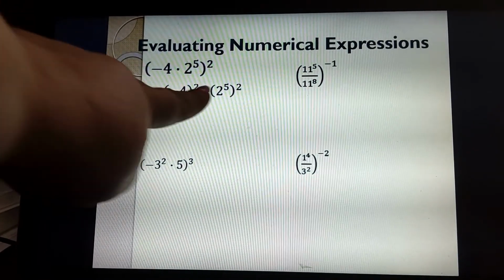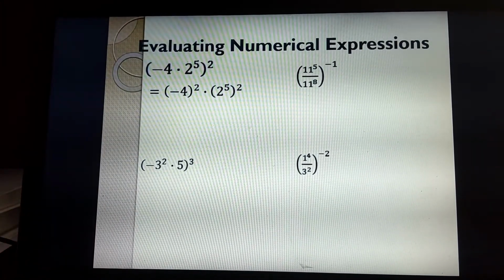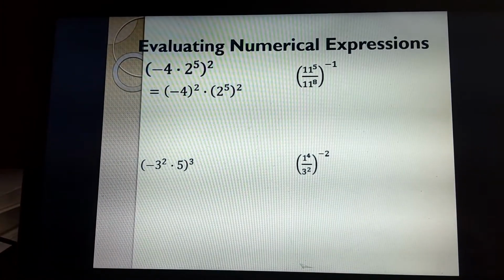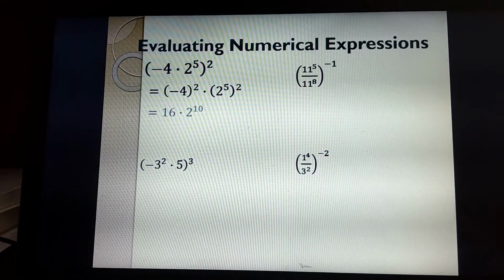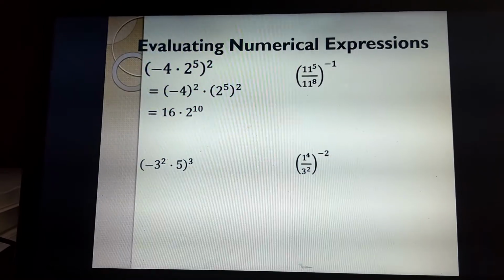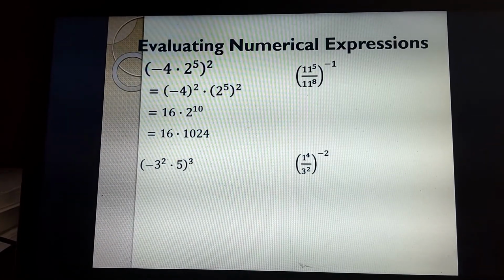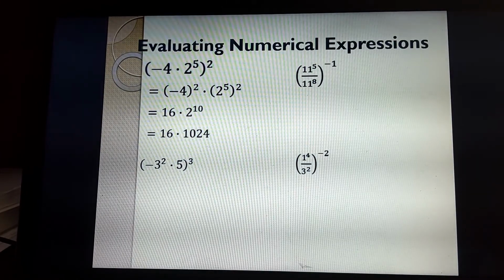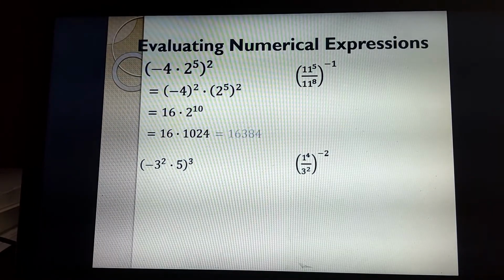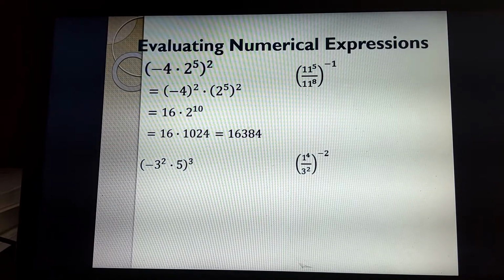Now, on the second part, you've got one base and you've got two exponents. So the rule was to keep that one base and multiply the exponents. So this becomes the same as 16 times 2 to the 10th. Now, you put 2 to the 10th in the calculator, and you get 1,024. Then you multiply that by 16, so your final answer is 16,384.